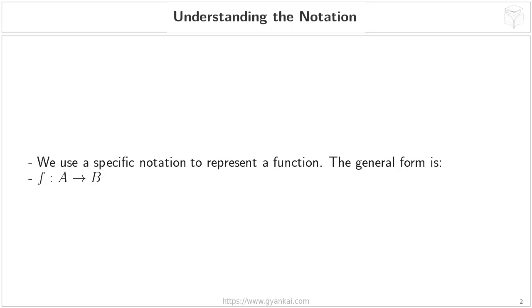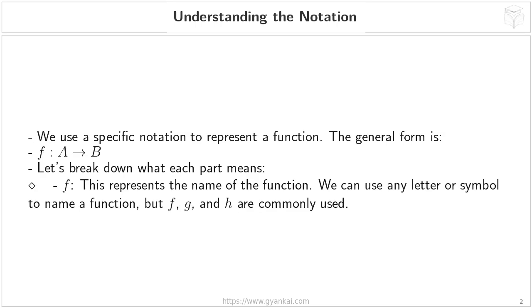Understanding the notation. So now that we've established what a function is, a special relationship between sets, let's talk about how we write about them mathematically. This slide introduces the notation we use to clearly define and communicate about functions. We use a specific way to represent a function, and the general form looks like this: f: A → B. Let me break that down for you.